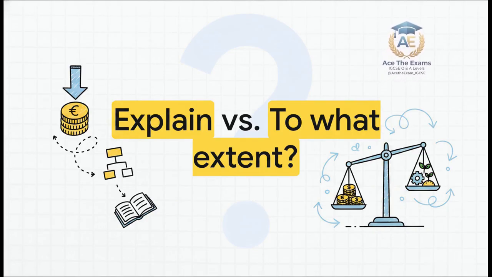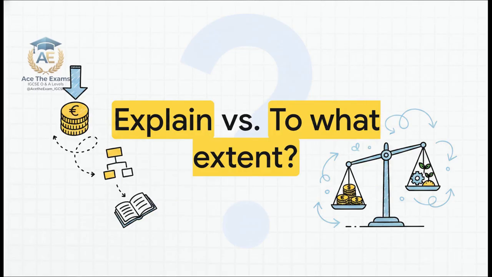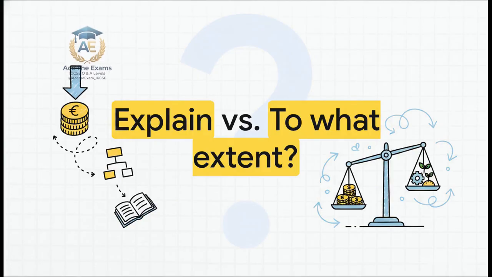But what if the prompt asks, to what extent does a high dividend payout ratio benefit shareholders? Now you are dealing with hidden constraints. You cannot just list facts. You have to argue both sides of the coin. Yes, it provides immediate liquid returns to the investors, but to a significant extent, it starves the company of internal financing for future growth, which could potentially harm long-term share value. You must weigh those arguments against each other.